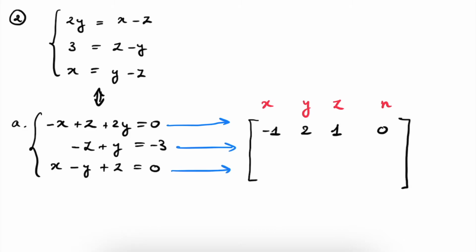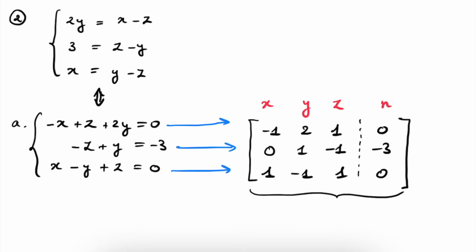For the second equation, we have for x a 0 because we don't have any term with an x. For y, we have plus 1. For z, we have minus 1. And for the constant term, we have minus 3. And for the third equation, for x, we have 1 because we simply have the coefficient 1. For y, we have minus 1 because we have a coefficient minus 1. And for z, you guessed it, we have simply 1. And for the coefficient without any x, y, or z, we simply have 0. And at this point, we have our complete matrix, which we use as a starting point for our Gaussian elimination.